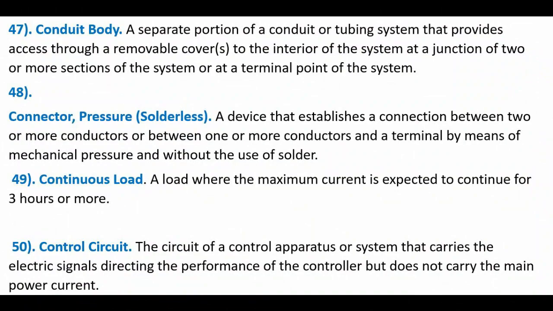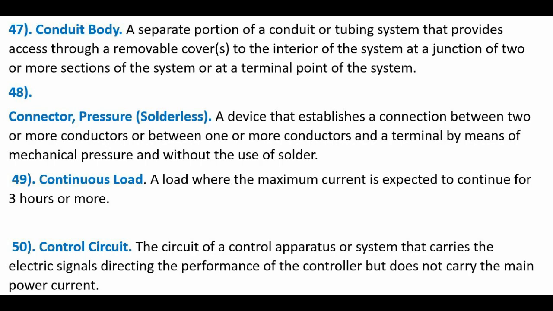47. Conduit body. A separate portion of a conduit or tubing system that provides access through a removable cover to the interior of the system at a junction of two or more sections of the system or at a terminal point of the system. 48. Connector, pressure, solderless. A device that establishes a connection between two or more conductors or between one or more conductors and a terminal by means of mechanical pressure and without the use of solder. 49. Continuous load. A load where the maximum current is expected to continue for 3 hours or more.